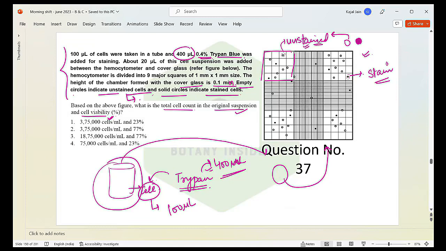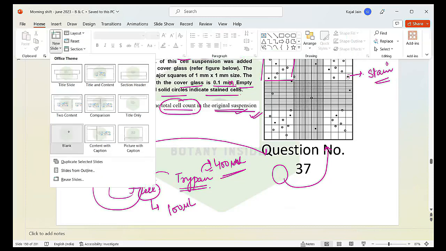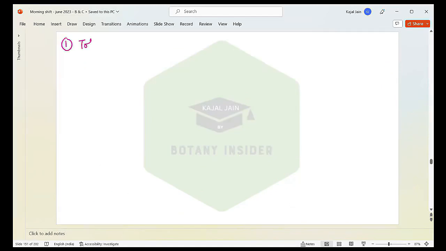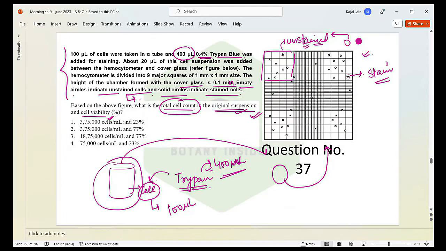You need to find out two things. Based upon this information, you need to find out the total cell count in the original suspension, and the second thing is the percentage of cell viability. These are the two things that I have to find out. For both of these we have very basic formulas to put in to get the entire calculation done.